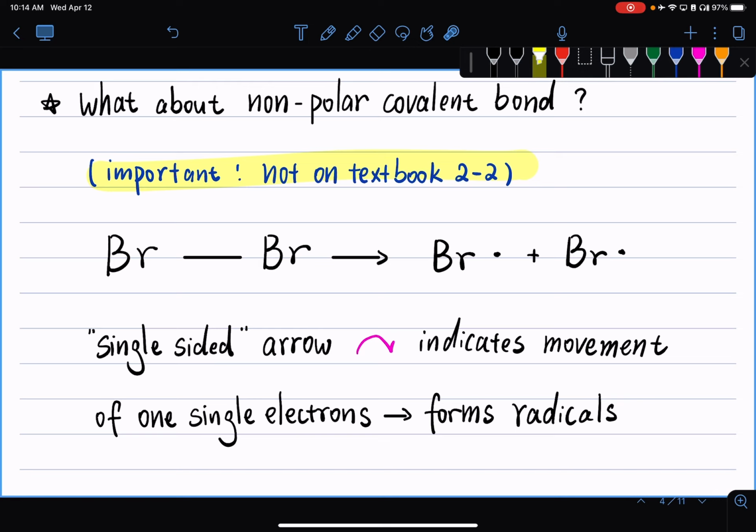So the way we do it is, instead of having the normal arrow, which means we're moving the electron pair, two electrons at the same time, now we're using this single-sided arrow to indicate the movement of just one single electron. All right, we're just moving one single electron to each bromine atom to form two free radical species.